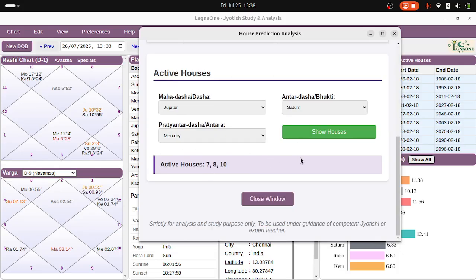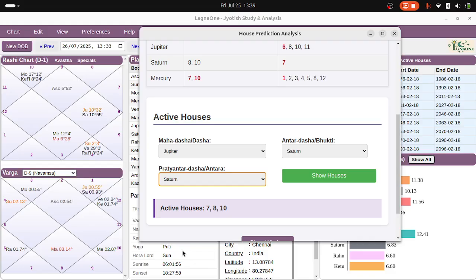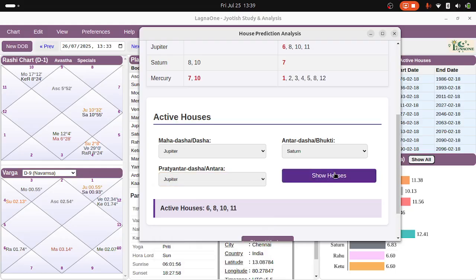You can reduce the variables by changing from Mercury to one of these two planets to keep it common. Let's say Saturn, and again do Show Houses. This remains the same. And now if I change from Saturn to, let's say, Jupiter, Show Houses. It added one more house. The 11th house is added. So this is a slightly better period, fulfillment of wishes, the 11th house. So this will be there. The 8th house is a bit of a spoiler.